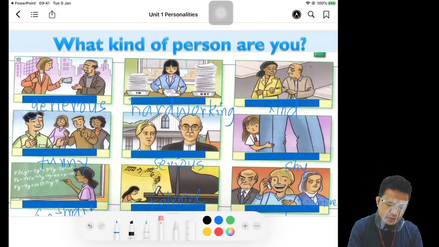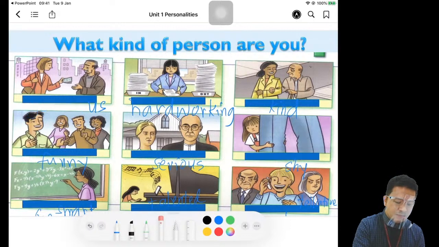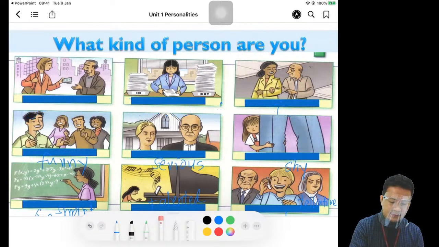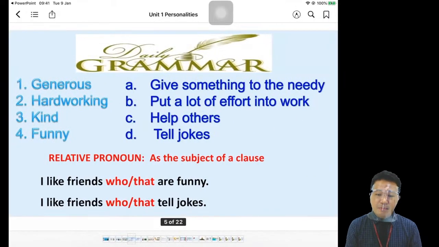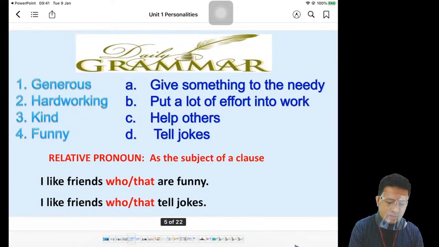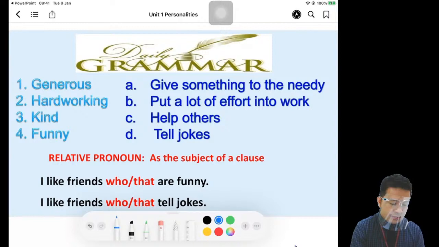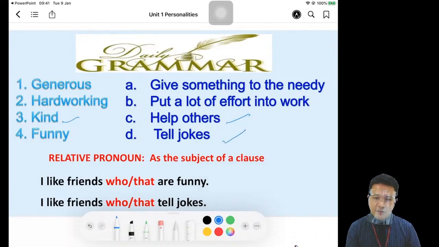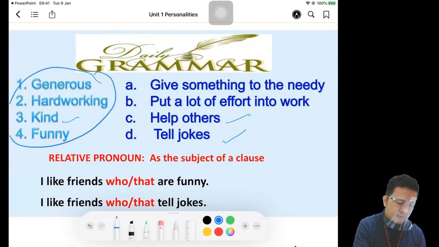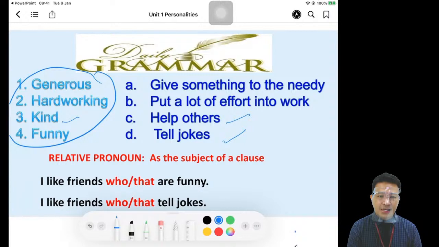This time, we are going to learn the meanings of these vocabulary words in English. Okay, let's move to another slide. You have here the meanings. The meaning of generous is give something to the needy. And you also have hardworking, put a lot of effort into work. You also have here kind. It means help others. You also have here funny. That means tell jokes.